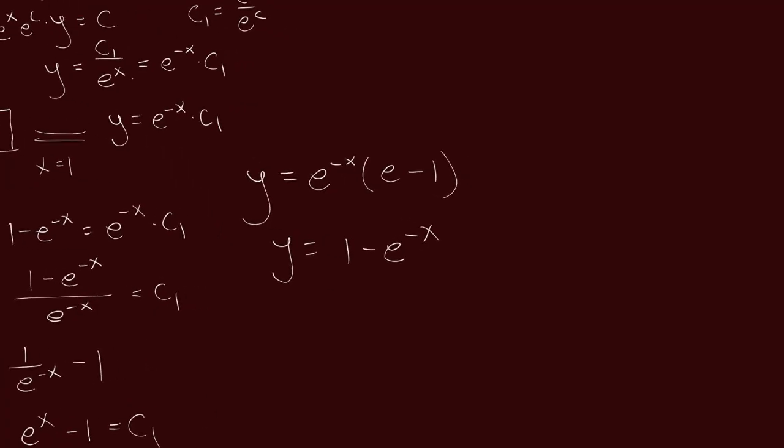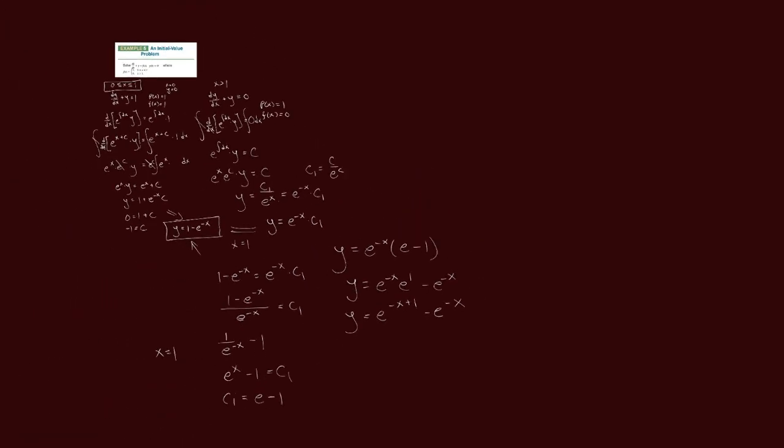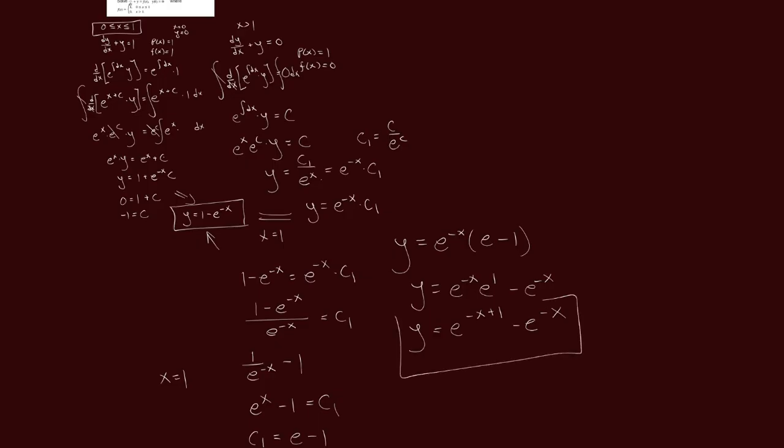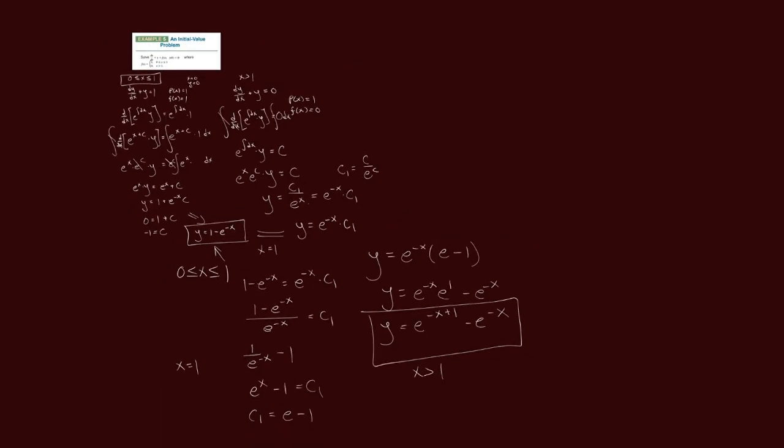Oh, wait, hold on, let me check. No, sorry, my bad. It should be the following. There you go. This should be the following answer. Okay, so this is what y is equal to when x is greater than 1, and this is what y is equal to when x is greater than or equal to 0 but less than or equal to 1. Alright, so there's your final answers.